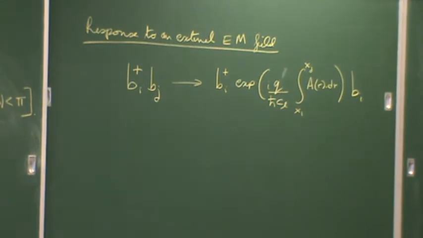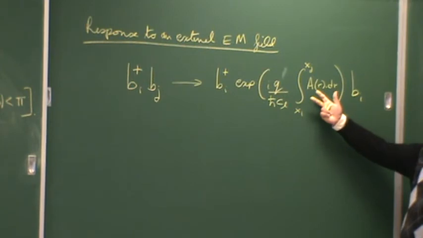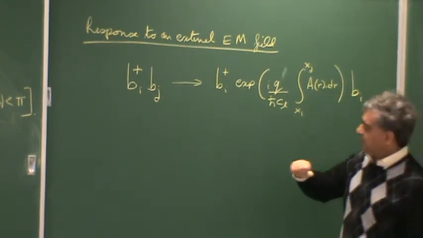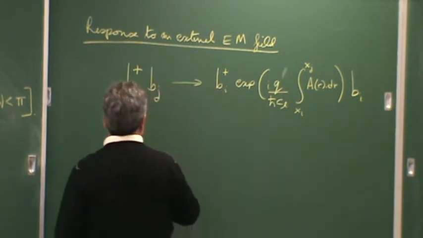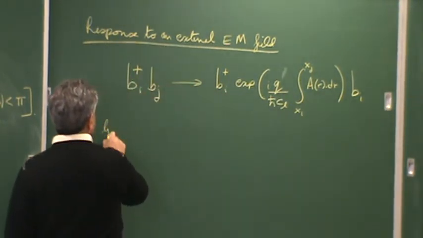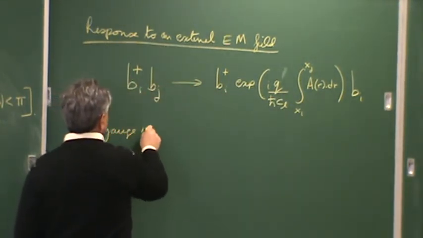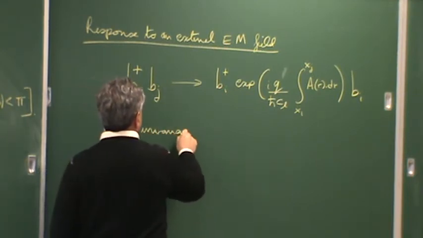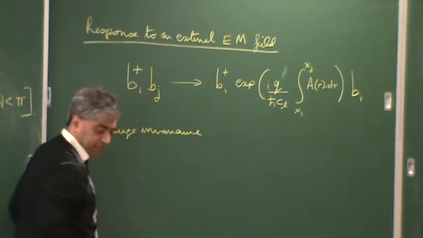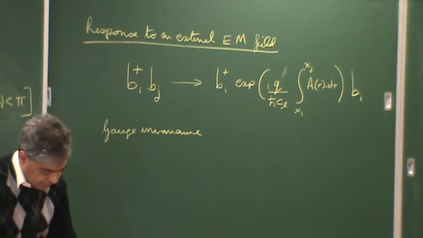So as the boson hops from one side to the next, it picks up this e to the i phase factor due to whatever electromagnetic field that you apply. And this is kind of the simplest phase factor that you need to have, because this is invariant in the gauge transformations.